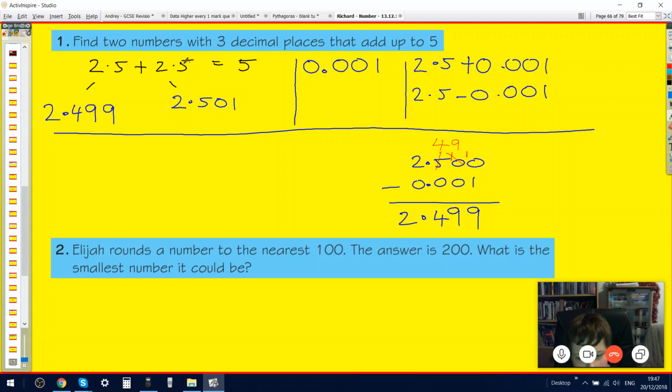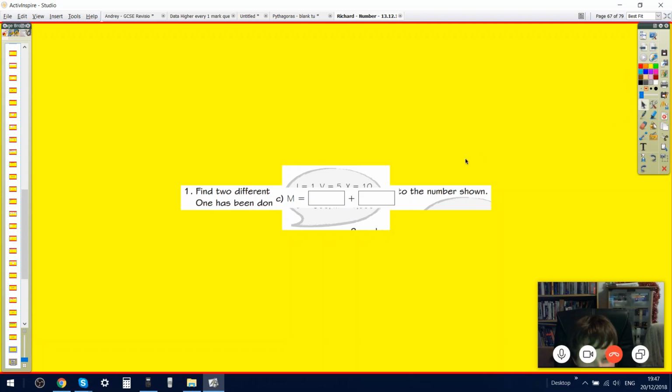And so that's two numbers that when you add them you get 5. So basically find the halfway number, the middle number, by halving the total, and then just do plus or minus the degree of accuracy, in this case 3 decimal places. Okay. Very, very tricky stuff. Yeah.